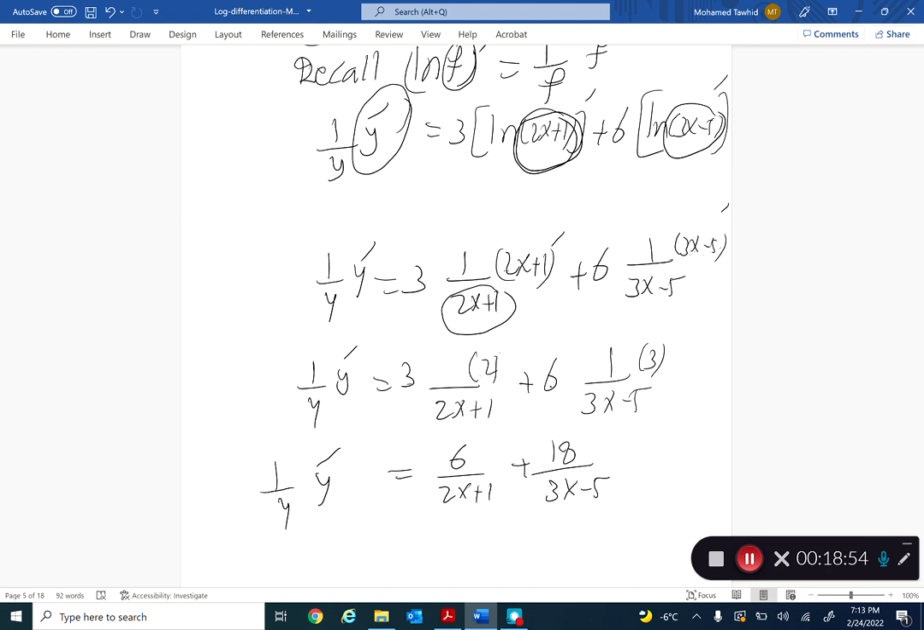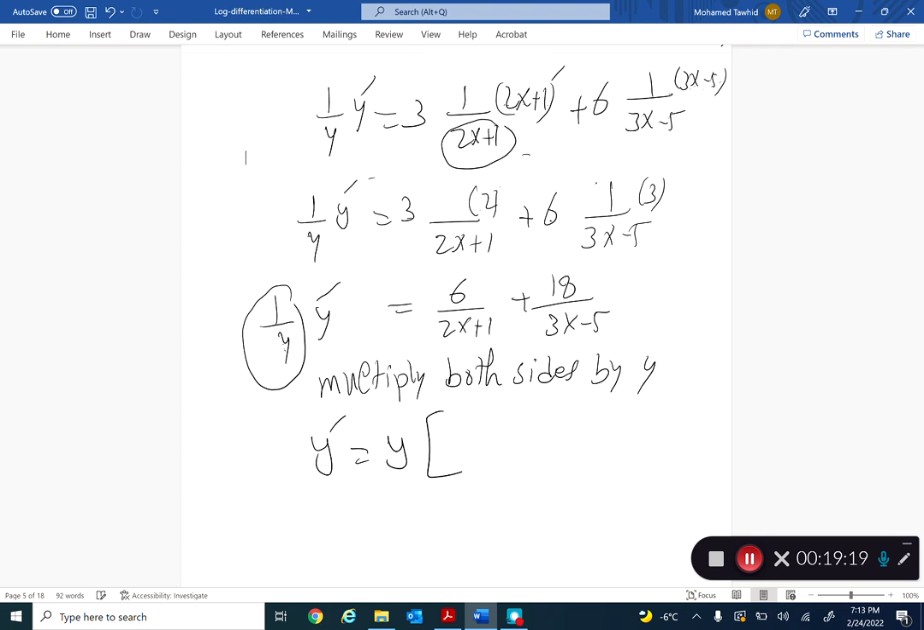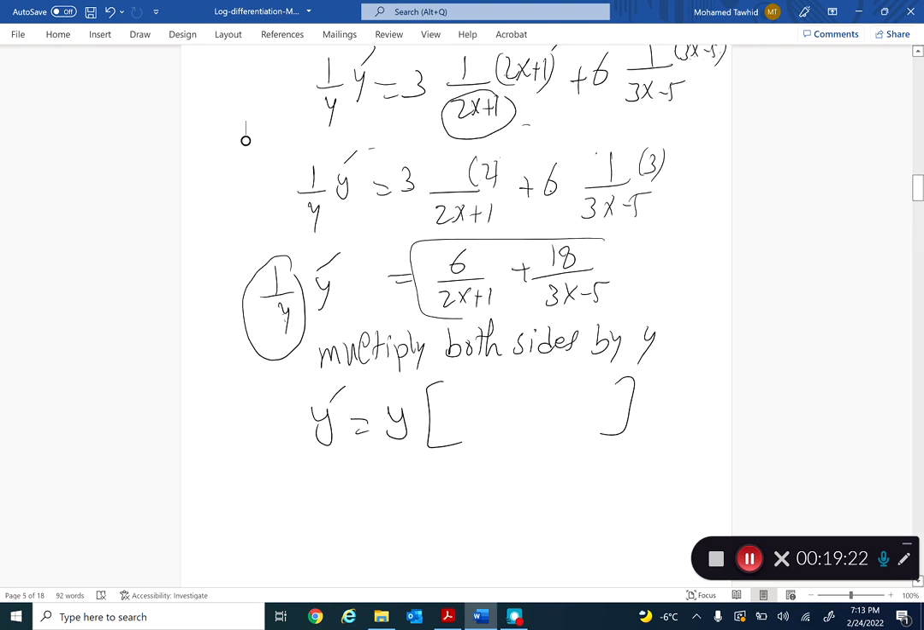So step number 3 here, I took the derivative of both sides. Then I finished the derivative. What is the next step? Just solve for y prime. Solve for y prime means you have to get rid of y here. So I have to multiply both sides by what? Multiply both sides by y. So you have y prime equals y, open big bracket like this. You just copy this one here, which is 6 over 2x + 1, and here, 18 over 3x − 5.